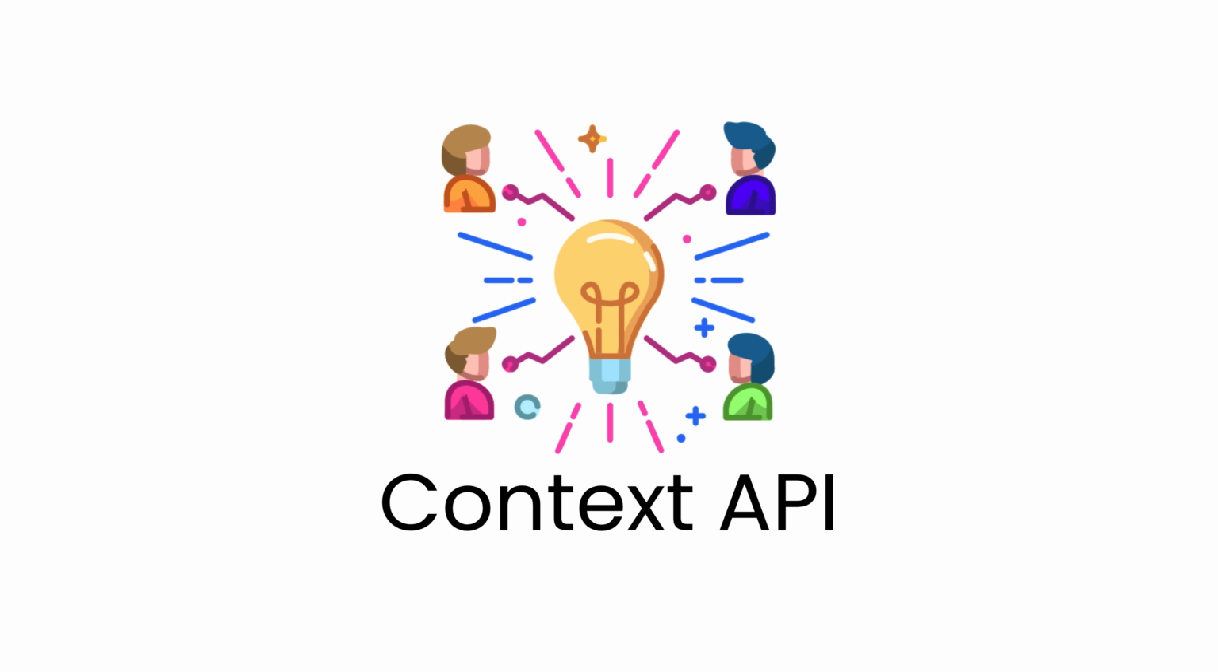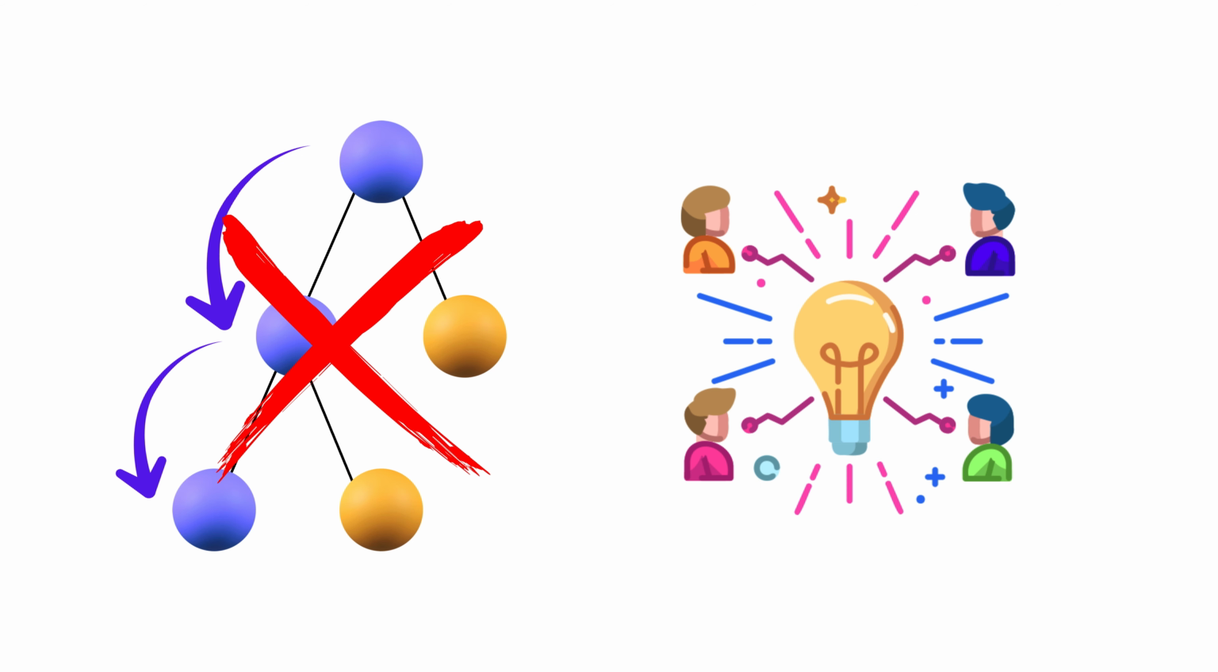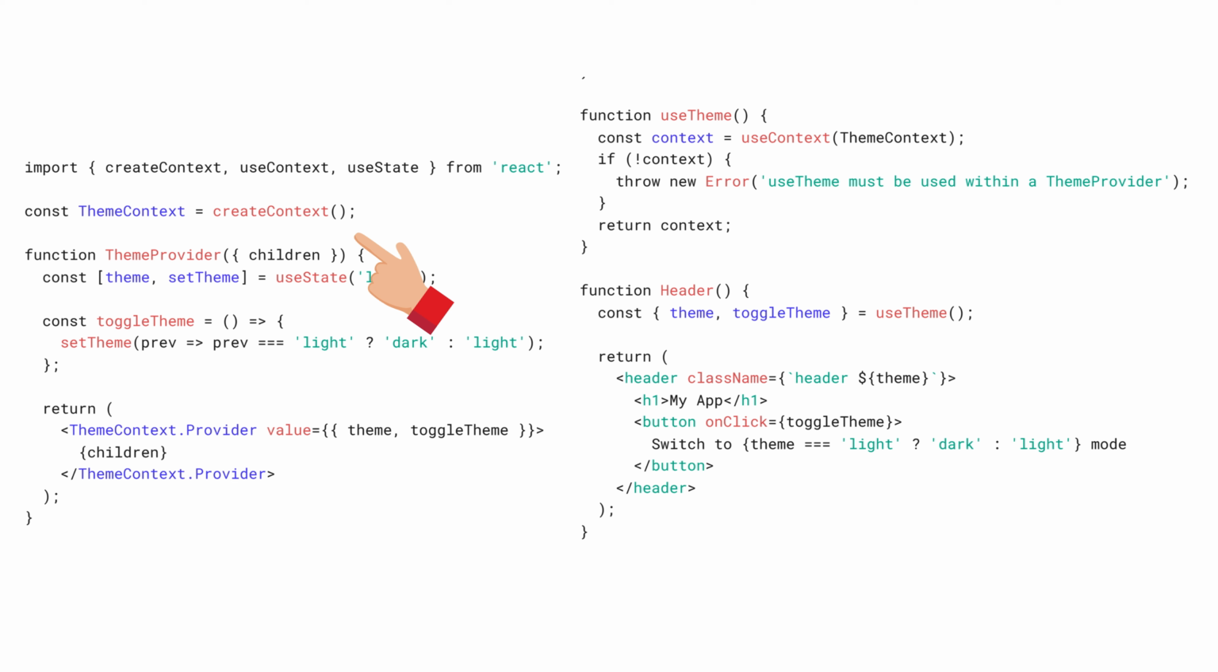Context lets you create global channels for data that any component can tap into directly without having to pass props through every level of the component tree. Now let's see this in action with a more elegant solution. We create a context, wrap our app in a provider, and any component can access the theme state using our custom hook. This pattern helps because it eliminates prop drilling while keeping the state management logic centralized and reusable.